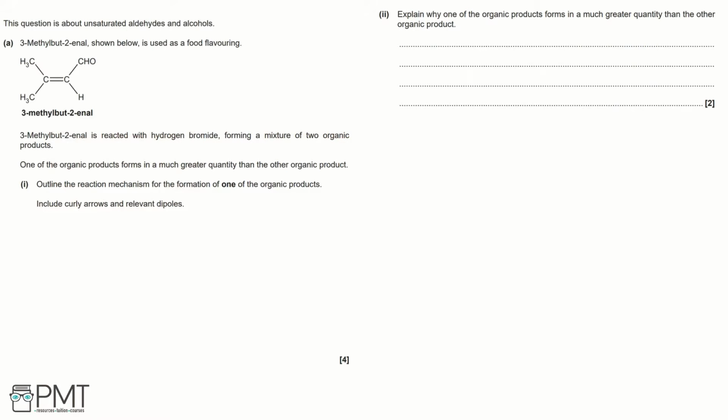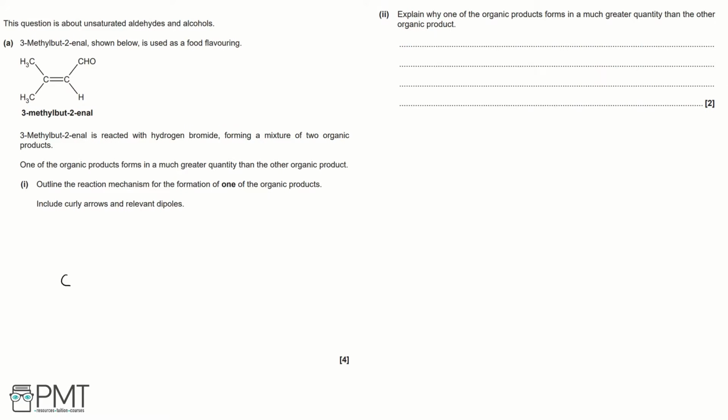This question is about unsaturated aldehydes and alcohols. Part A. 3-methyl-but-2-enal, shown below, is used as food flavouring. 3-methyl-but-2-enal is reacted with hydrogen bromide, forming a mixture of 2 organic products. One of the organic products forms in a much greater quantity than the other organic product. Part 1. Outline the reaction mechanism for the formation of one of the organic products. Include curly arrows and relevant dipoles.